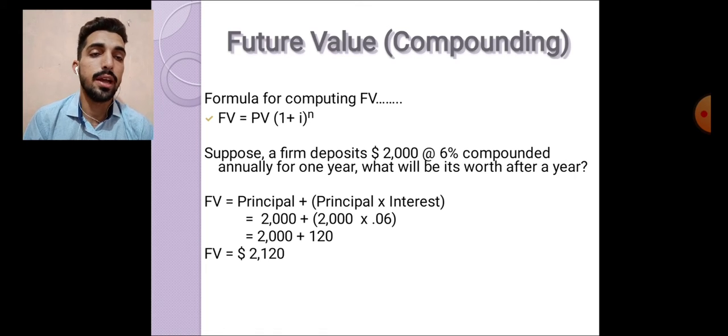Suppose a person deposits 2000 at 6% compounded annually for 1 year. What will be its worth after 1 year? FV is equal to principal plus interest, which is 2000 plus 2000 multiplied by 0.06, equal to 2000 plus 120. FV is equal to 2120.